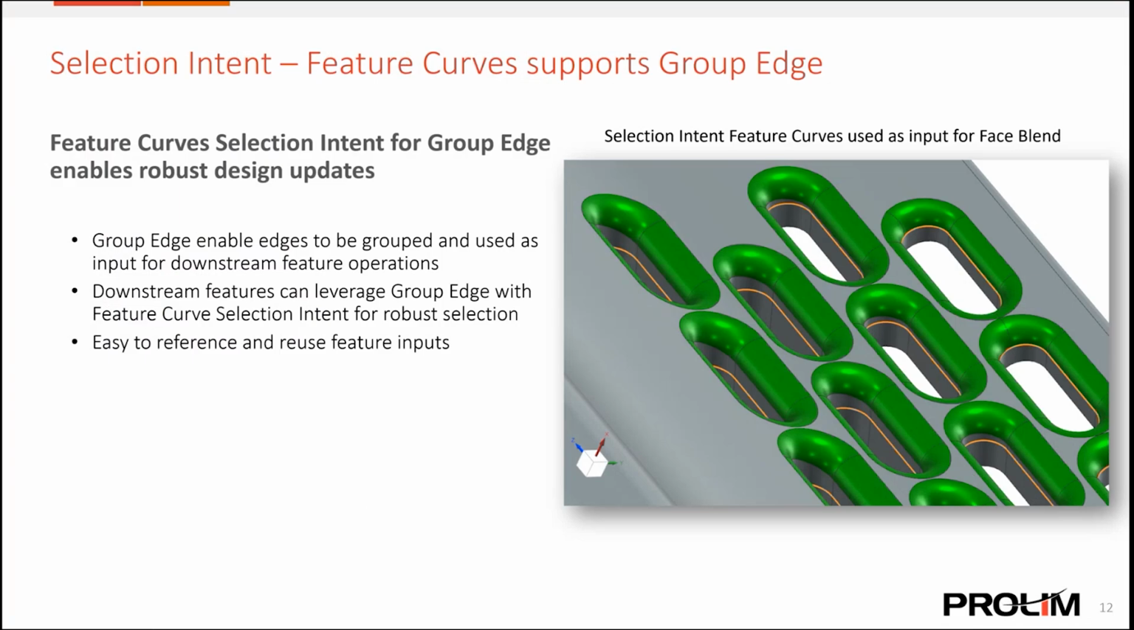Now, selection intent. So feature curves now supports the group edge function. There we go. And so now it's all about selection intent. So you can now group the edge. Group edge would enable the edges to be grouped and used as input for downstream feature operations. So rather than selecting all of these edges and then making changes to it downstream, you can now group them together so that you don't have to go in and select or group select all of them. It's just an enhancement for your workflow and just makes things more efficient. And they're now easy to reference and reuse these feature inputs as well, because now you have this group edge feature.